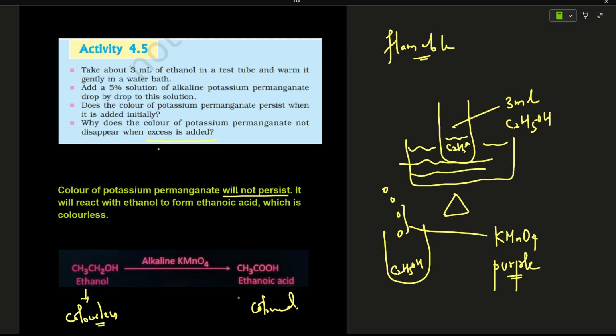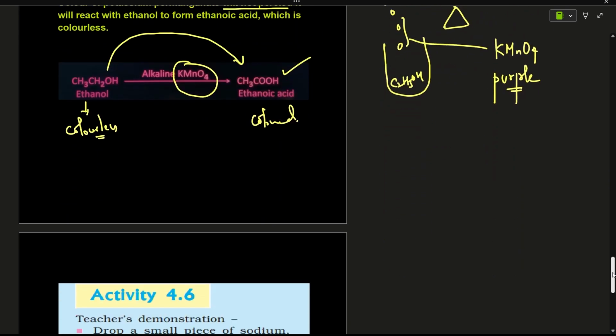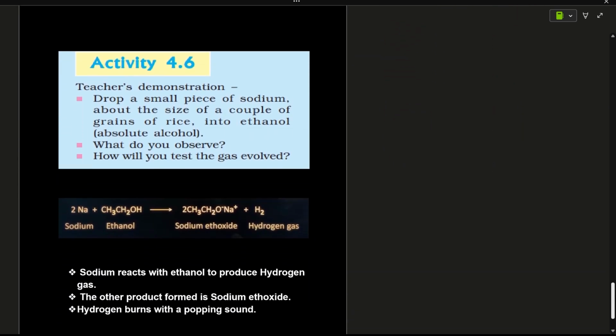Why? That is because the ethanol is oxidized to ethanoic acid. आप तो इथेनॉल में डाल रहे थे KMnO4, लेकिन ऐड करने के बाद क्या हुआ? This KMnO4 is an oxidizing agent. उसने इथेनॉल को ऑक्सीडाइज करके क्या बना दिया? इथेनोइक एसिड बना दिया. इसीलिए the colorless ethanol changes to purple color. Clear? Okay. Now let's move on to the activity 4.6.